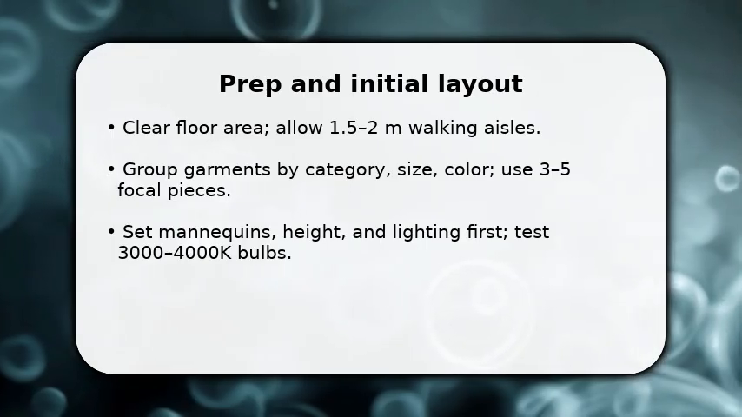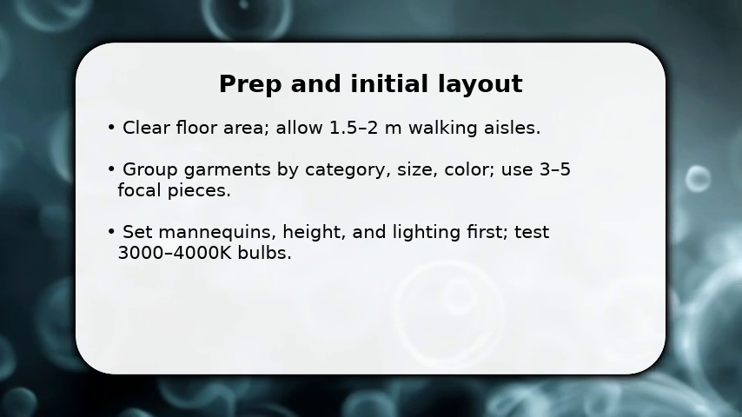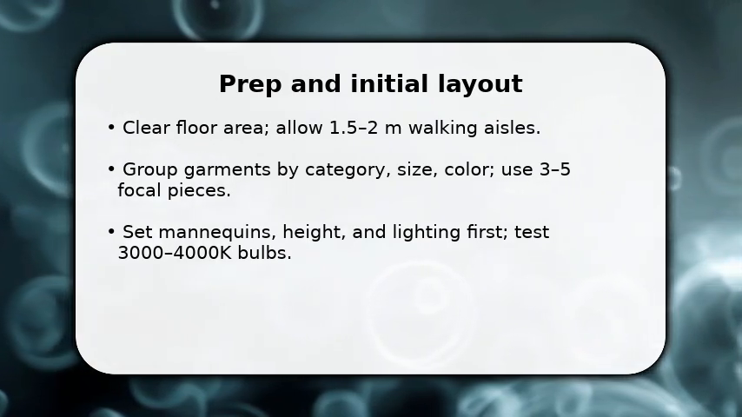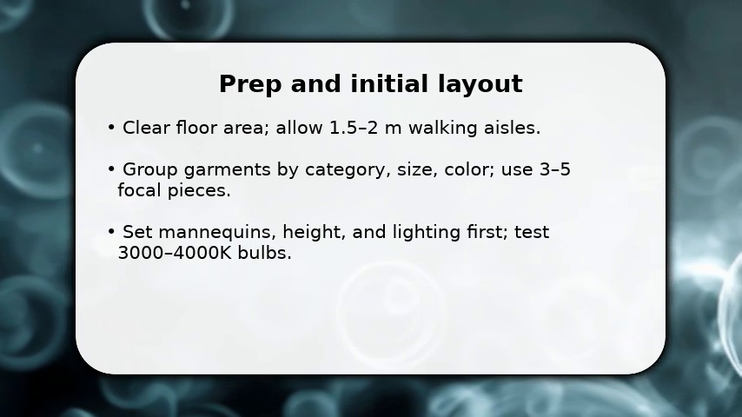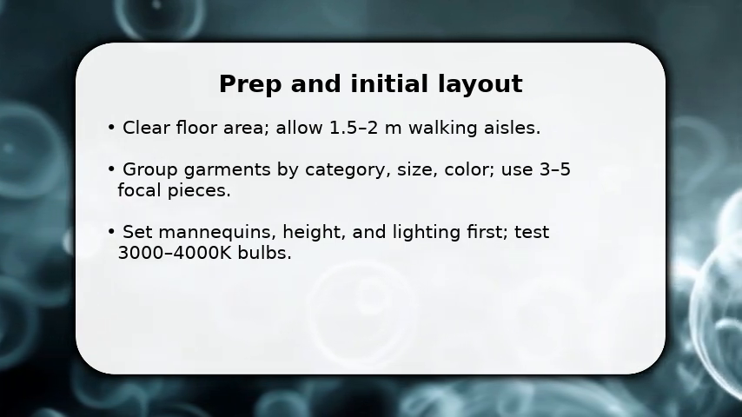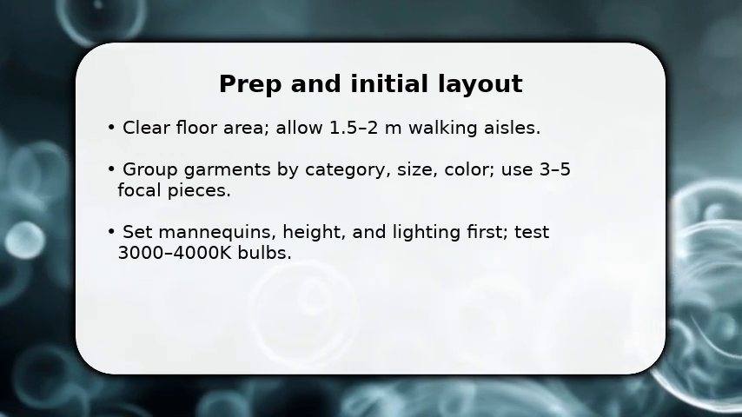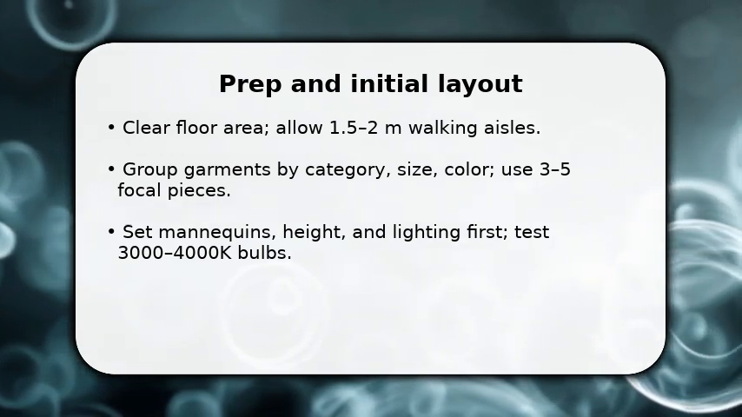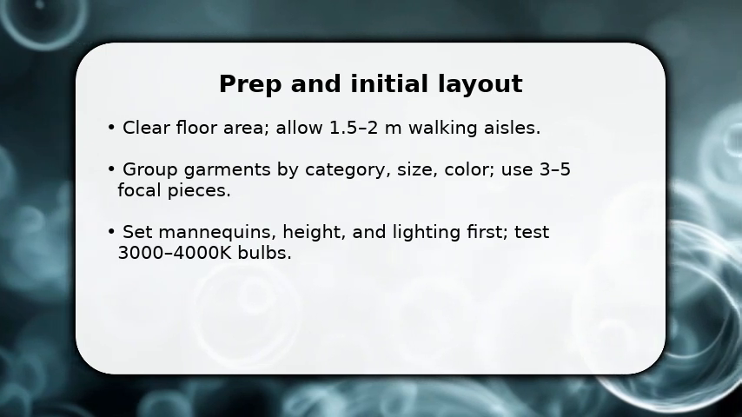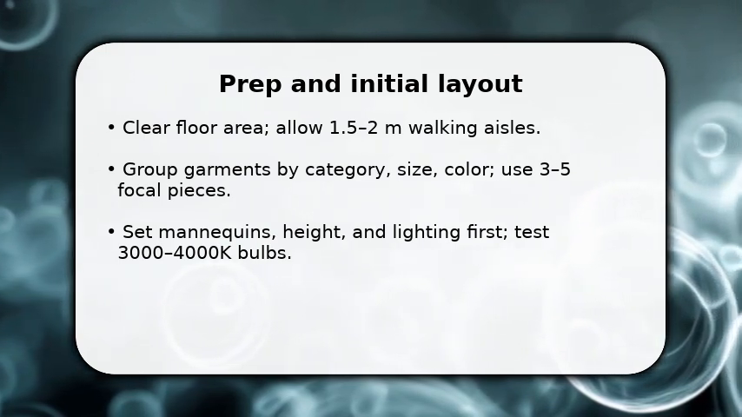You start by creating flow. Clear the floor and establish 5 to 2 meter aisles so customers move easily. Once done, sort garments into categories and size runs, then pick 3 to 5 focal pieces per zone to anchor attention. Make sure mannequins and lighting are placed before racks so shadows and sightlines are right.